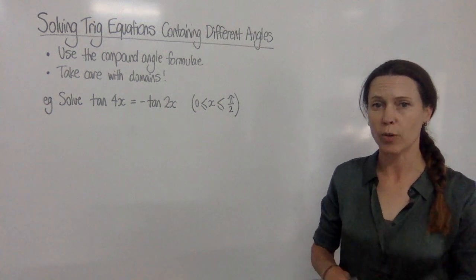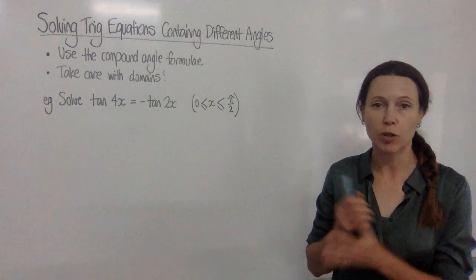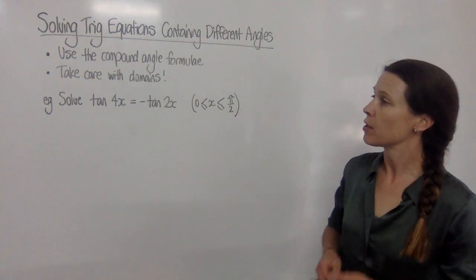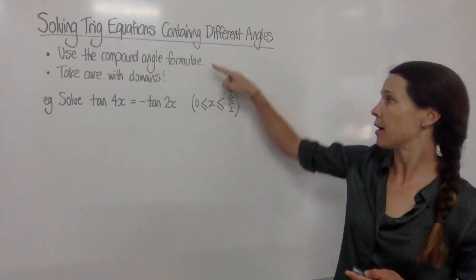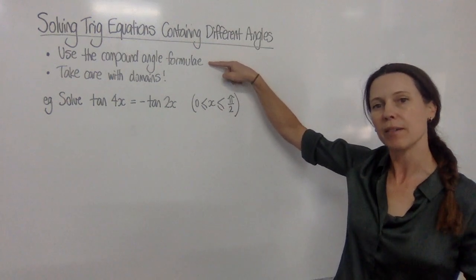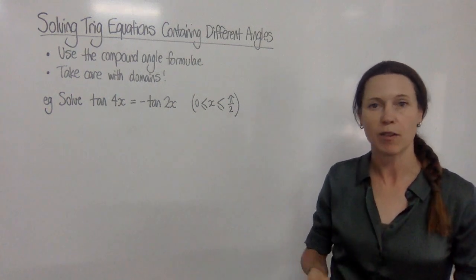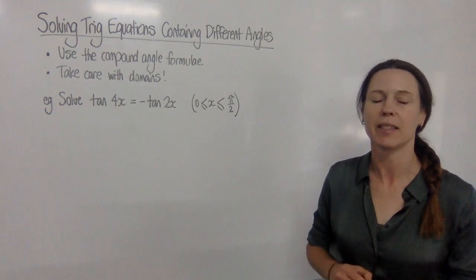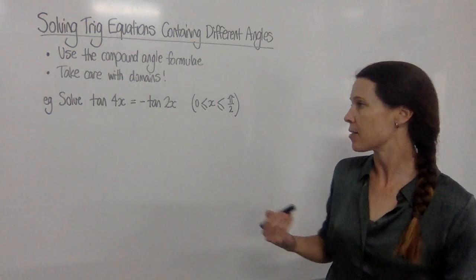If you're solving a trig equation and it has more than one angle, then your first step should be to try and make the angles the same. So you're going to do that by using the compound angle formulae. Now these are on your formula sheet, but remember that you have the version of them that says the sine, cos or tan of, say, alpha plus beta. It doesn't say the sine, cos or tan of 2 alpha. So you need to generate those ones as you need them.